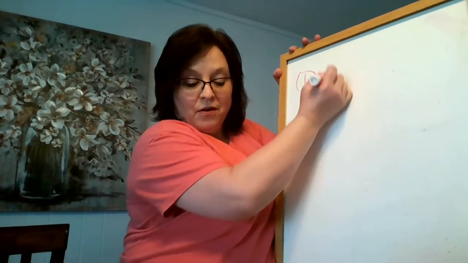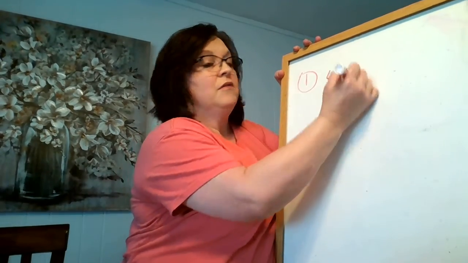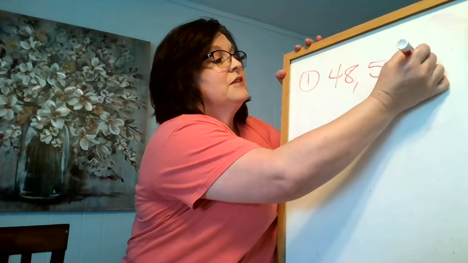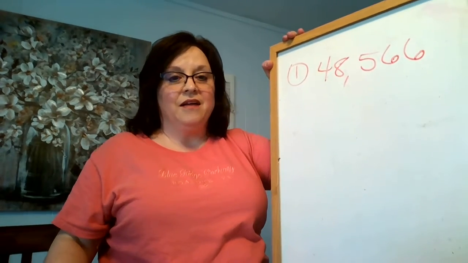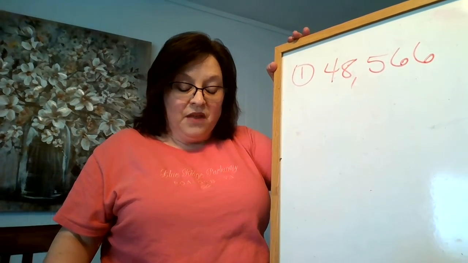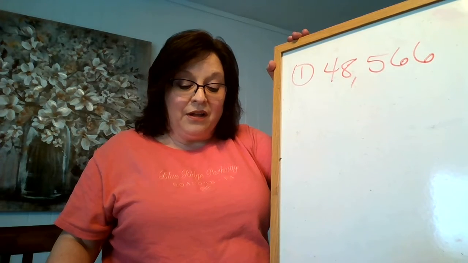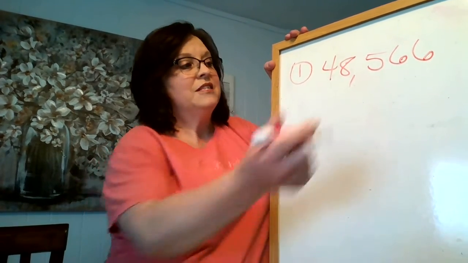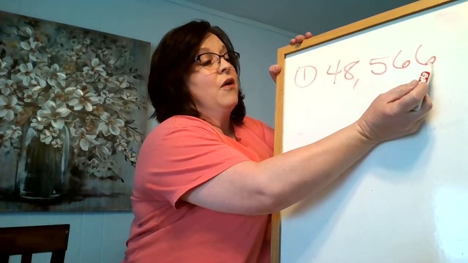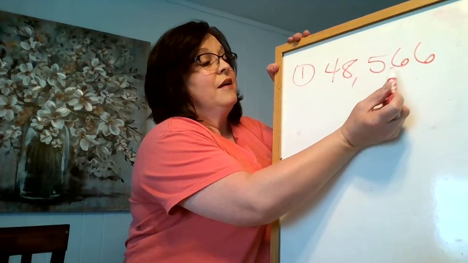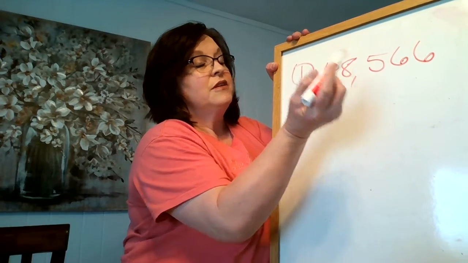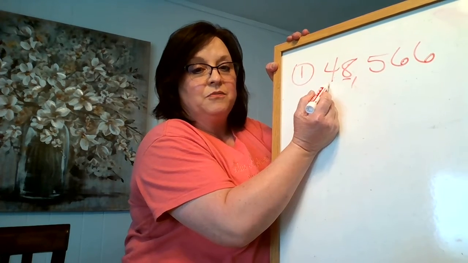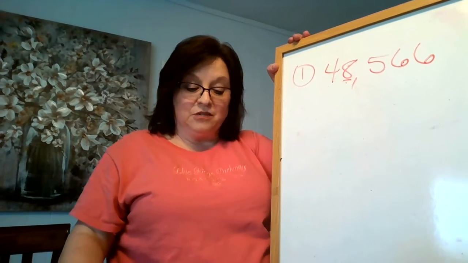So we have the number 48,566. This is just some review. We did this at the beginning of the school year. So they are wanting us to underline the place value that we're rounding to first. We're going to round to the nearest thousand. So let's count our places here: ones, tens, hundreds, thousands. We're underlining the thousands place. Of course, the next place is the 10,000s place, but we're only looking for the thousands place.